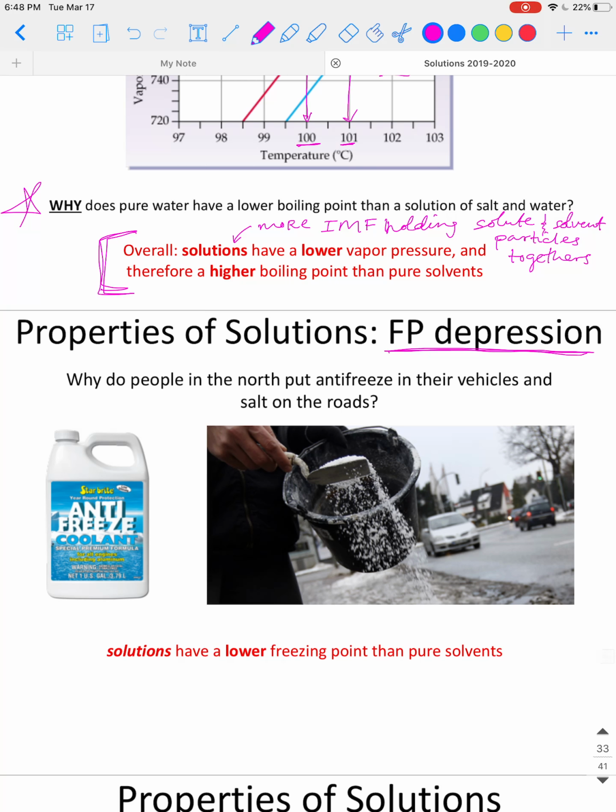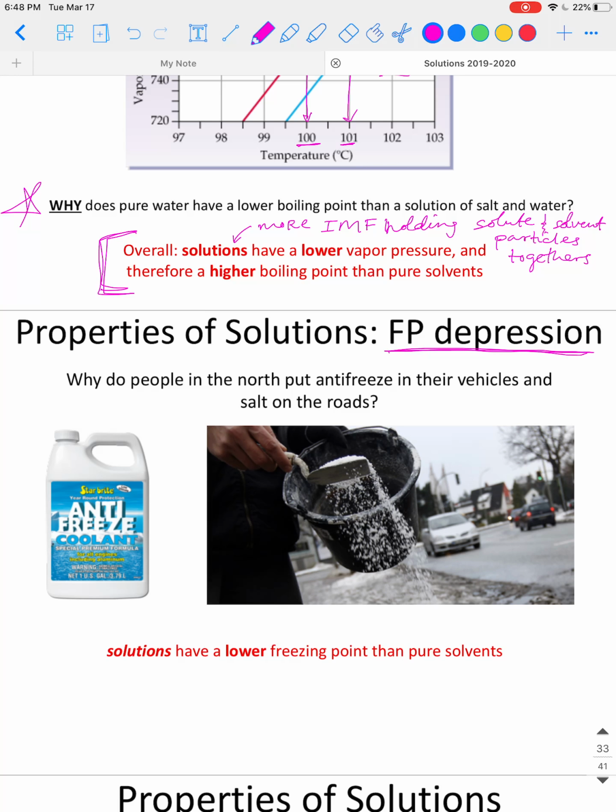Moving on, properties of solutions, the fact that they have a lower freezing point. Okay, this is actually demonstrated with antifreeze. What does antifreeze do? It's a solution. We put it in our vehicles, and this solution causes things to have a lower freezing point. We don't want different solutions freezing in the pipes in our vehicle.